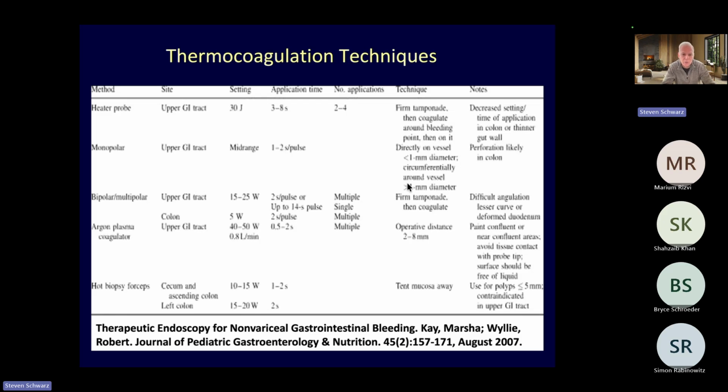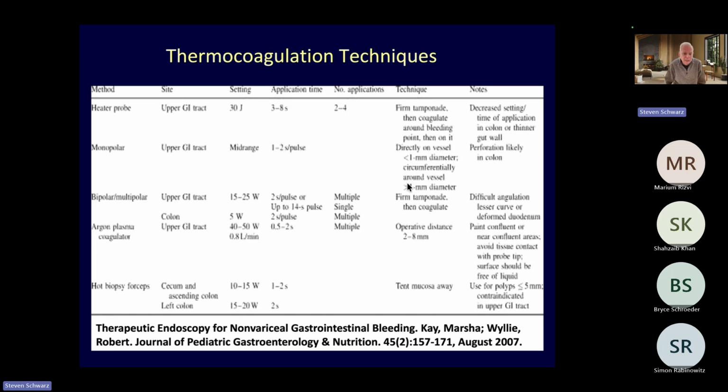and there are various forms. The heater probe, I've never used. Monopolar, I've never used. High rate of perforation. Bipolar is what we use when we do polypectomy. So again, if you do a polypectomy and you have a bleeding stalk, just touching it with the bipolar electrode is often enough to stop the bleeding.